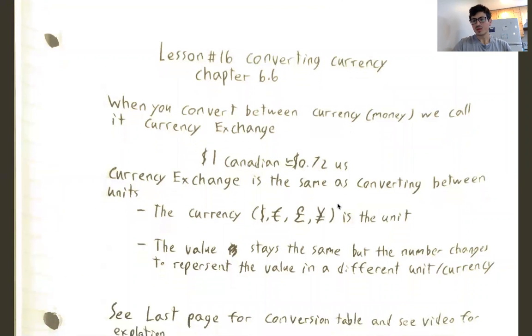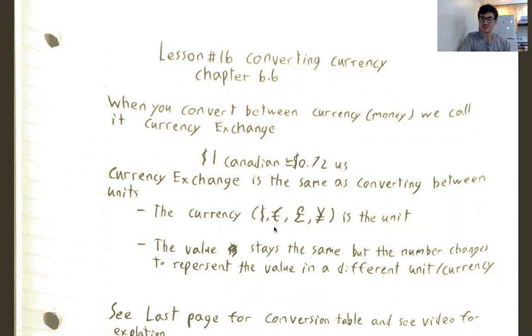So a couple of things to talk about with currency. Currency is just what we call units of money. Common ones are Canadian and US dollars, which use the dollar symbol that we're used to. And then we have euros, pounds, yen, a lot of different currencies around the world, and they're going to have different symbols. Some currencies will have the same symbol. The Canadian dollar and US dollar share the same symbol, but they have different values. So they're not the same unit.